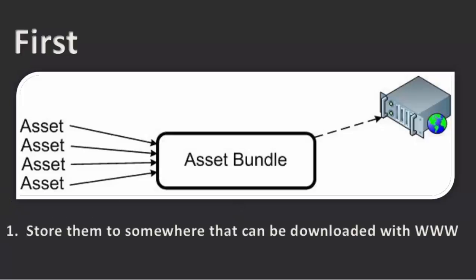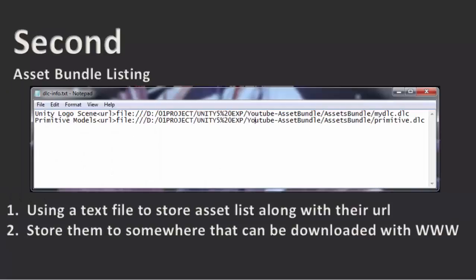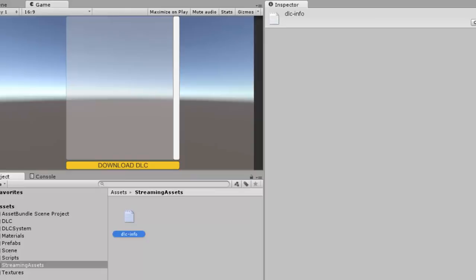And second, we also gonna make this listing text file, using a text file to store the assets list along with their URL and store them somewhere that can be downloaded with www. So go back to Unity.